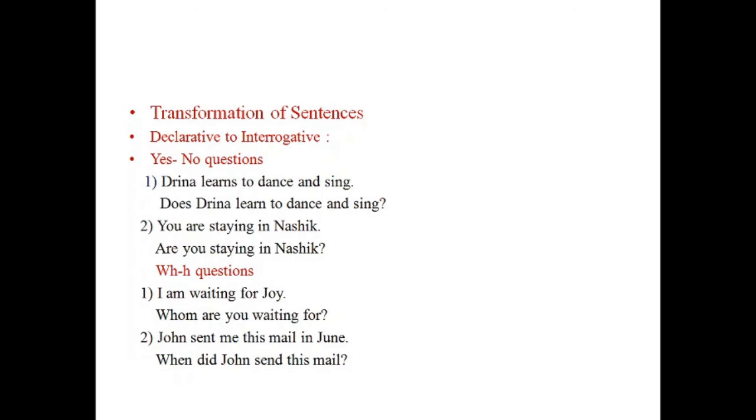The function of the statement changes. I am waiting for Joy is an information giving sentence, a fact giving sentence. Whereas, whom are you waiting for is an inquiry making sentence. The function changes over here between the two sentences. Let us see the next example.